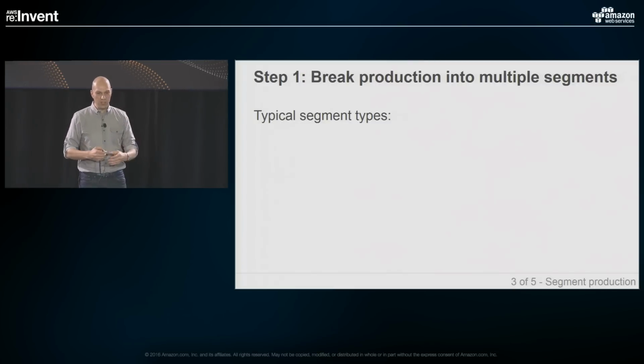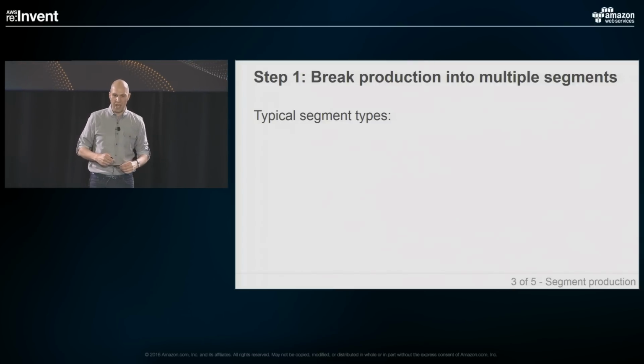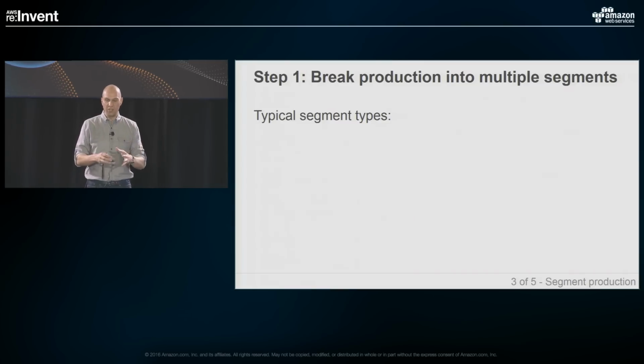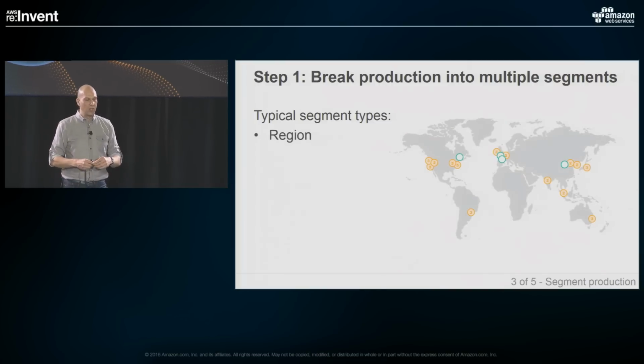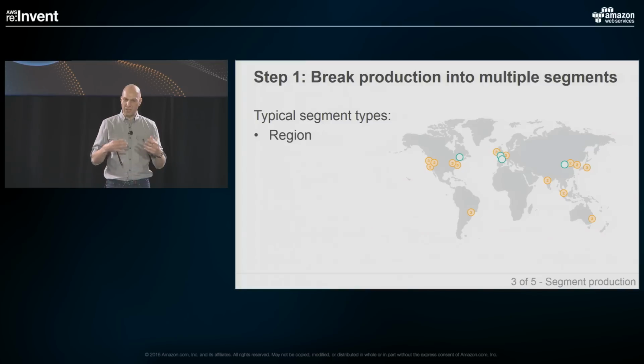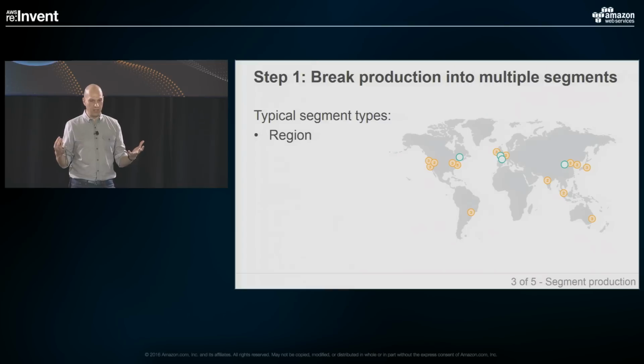So, as I said, step one is to break production into multiple segments, and you can think of a segment as a blast radius. The smaller the segment, the smaller the blast radius. The most obvious segment type is by region. And AWS has the concept of a region, which is a collection of data centers that are geographically close together.